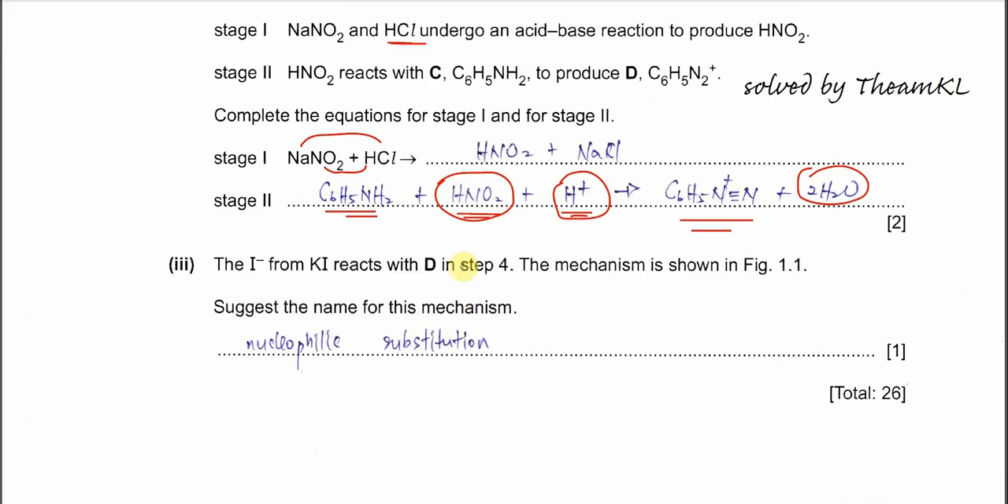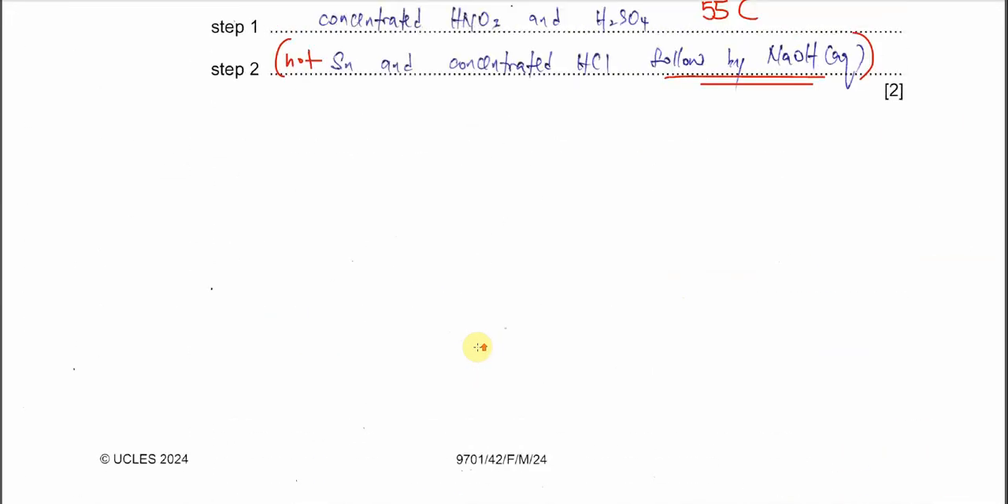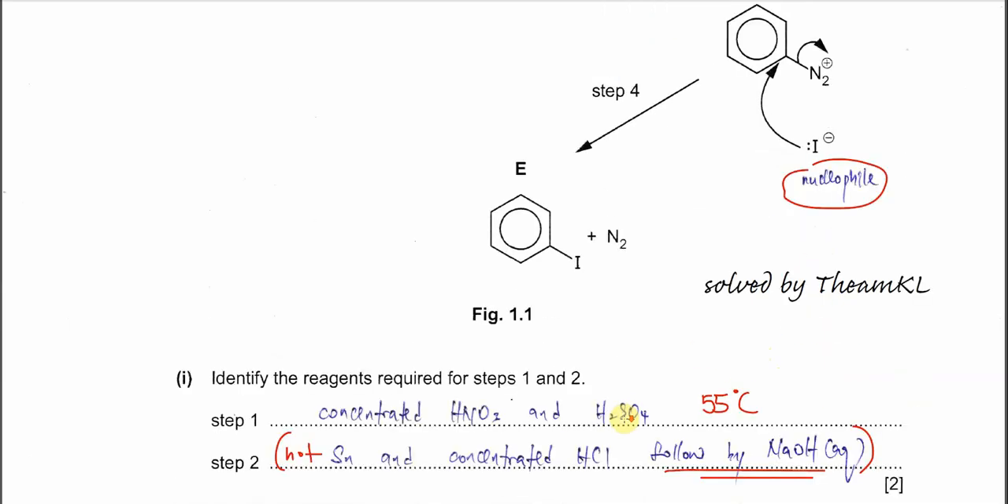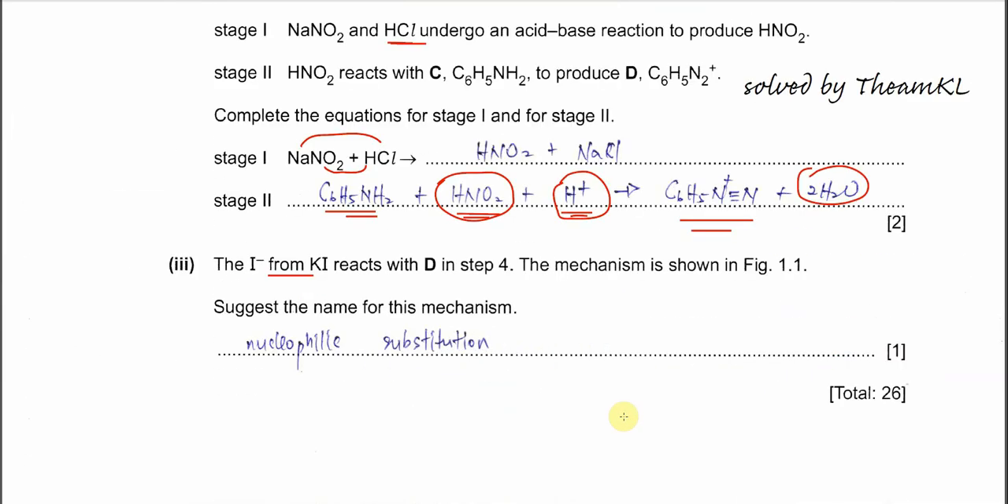Part 3, the iodide from KI reacts with D in step 4. The mechanism shown in 1.1, suggest the name of this mechanism. Because this iodide is a nucleophile, obviously it substitutes the N2 here. So we can suggest it's a nucleophilic substitution. So the answer is very straightforward: nucleophilic substitution. Okay, that's all. Thank you.